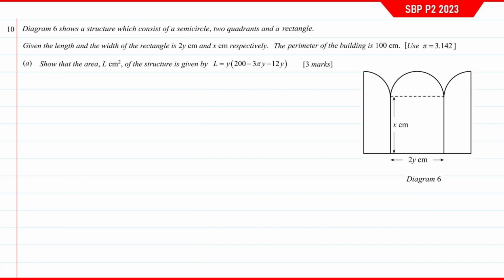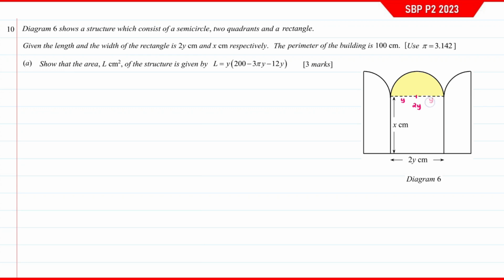Question number 10. Diagram 6 shows a structure which consists of a semicircle, 2 quadrants, and a rectangle. Given the length and the width of the rectangle are 2y cm and x cm respectively, the perimeter of the building is 100 cm. A: show that the area L of the structure is given by L equal to y(200 minus 3πy) minus 12y. So for this semicircle, the diameter will be equal to 2y.